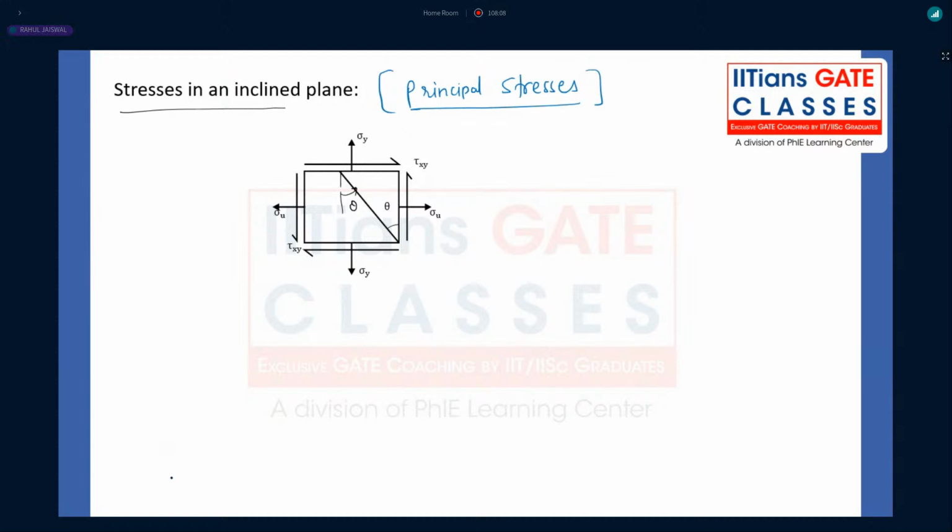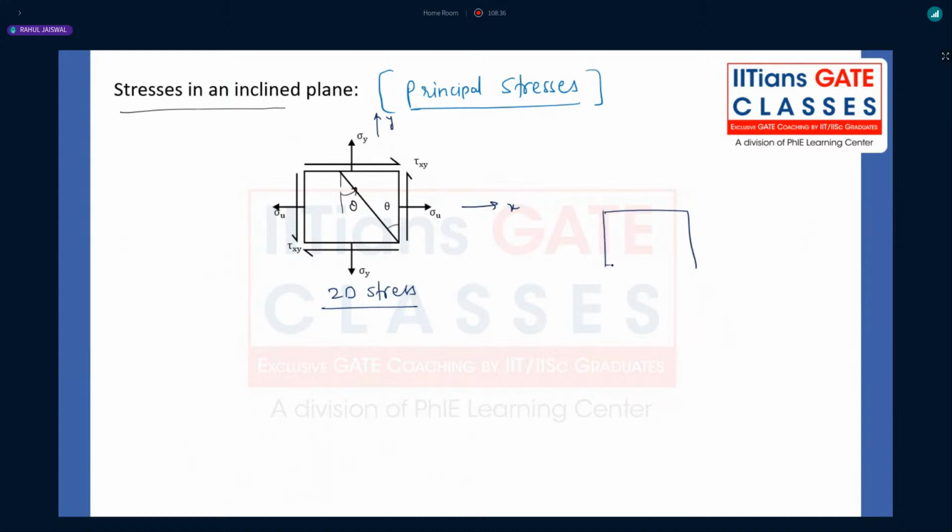Now, we need to define one plane. This is the plane on which tau xy and sigma act. Now, some of you might be thinking, sir, this is 2D stress, isn't it? Or is it 3D stress, tell me. Where is the third dimension? Sir, you are showing only the X direction and the Y direction. Where will the third direction be?